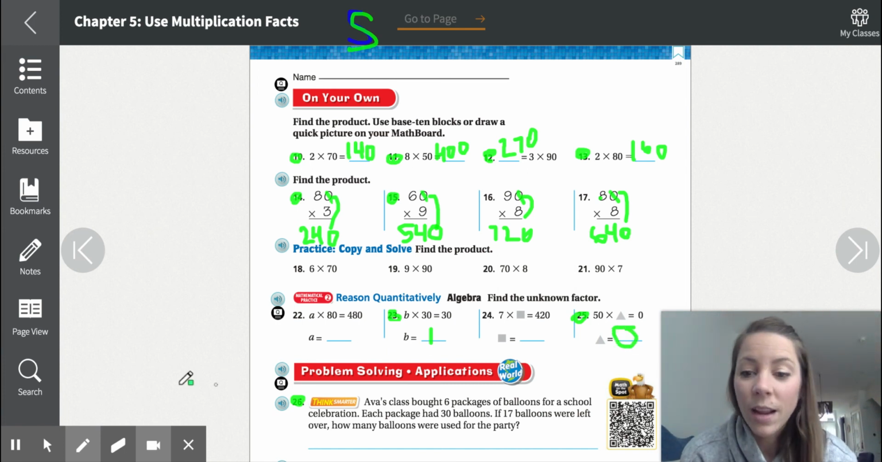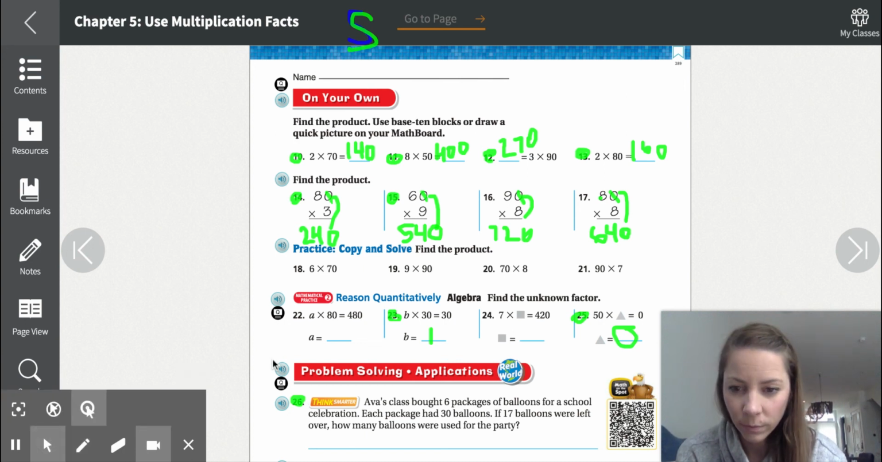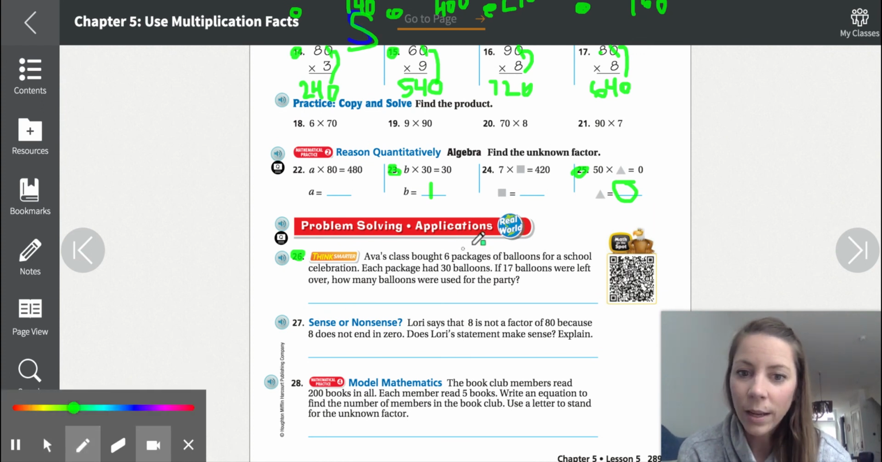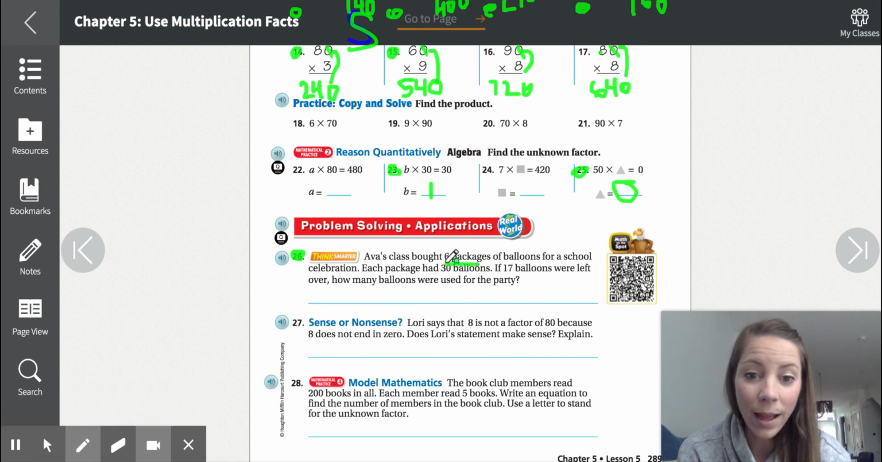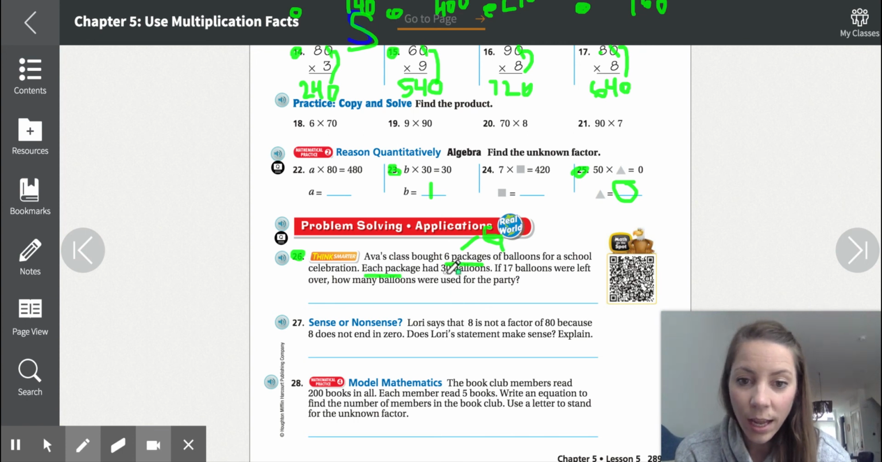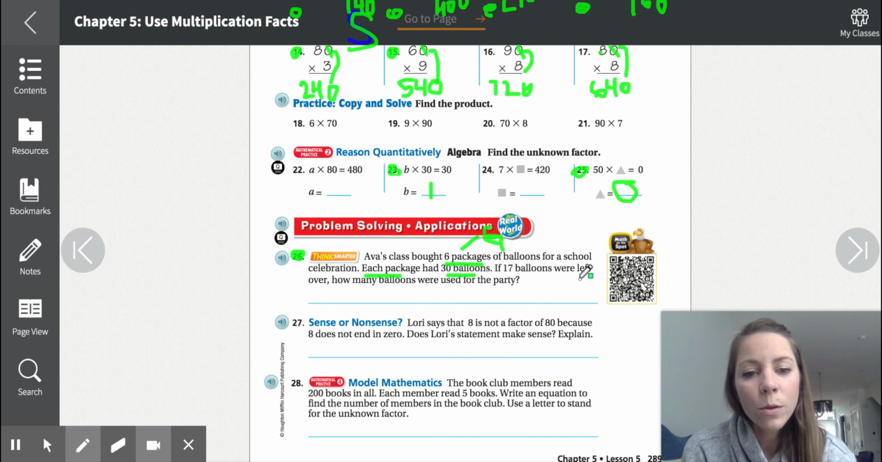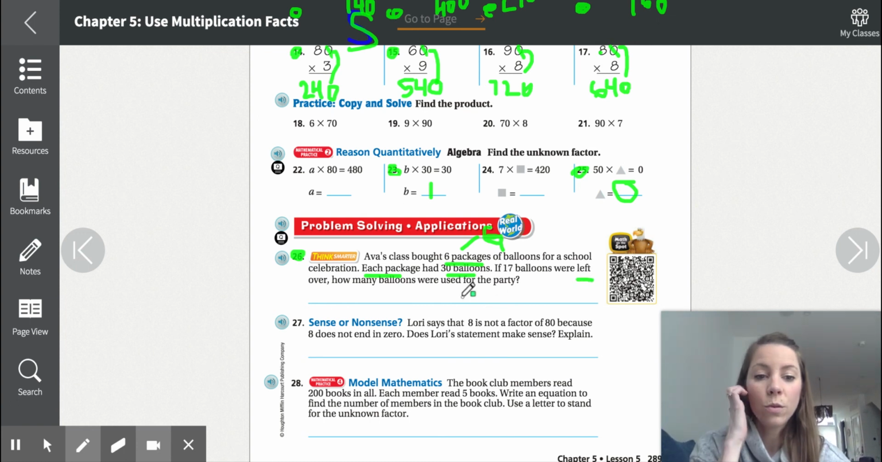Okay, next one, number 26. This is a 2-step problem. It says Ava's class bought 6 packages of balloons for a school celebration. When I hear packages, I'm thinking of like bags, I'm thinking of groups. So this is my groups. Each package had 30. That's how many in each. If 70 balloons were left, how many balloons were used for the party?